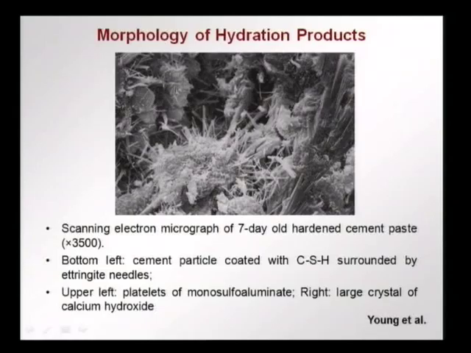This ettringite later becomes monosulfoaluminate. You have these flakes here, which is calcium monosulfoaluminate, and this crystalline structure that we see is calcium hydroxide. This crystal that is here is calcium hydroxide.